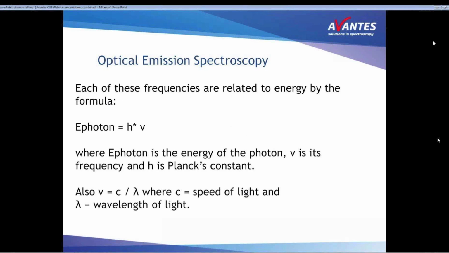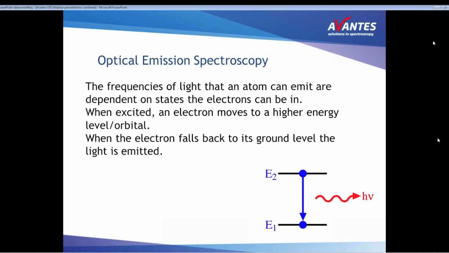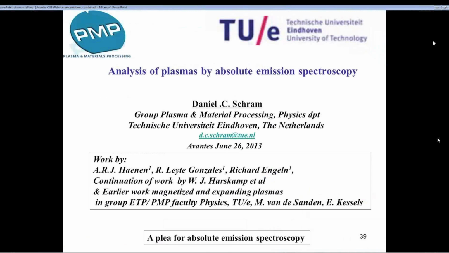Each of these frequencies is related to the energy by a formula. E_photon equals h times v, where E_photon is the energy of the photon, h is Planck's constant, and v is the frequency, where the frequency is also equal to the speed of light divided by the wavelength of light. So you can see the energy of the photon is directly related to the wavelength of the light emitted. The frequencies of light that an atom can emit are dependent on the states the electrons can be in. When excited, an electron moves to a higher energy level, but when the electron falls back to its ground level, light is emitted.